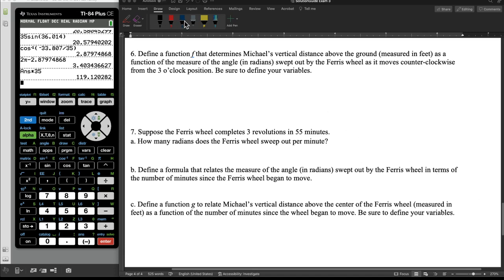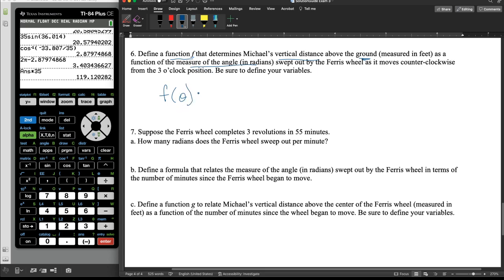For question number 6, again, let's go back to the beginning. So we need to, well, let's see what we need to do. We need to define a function. The vertical distance above the ground, again, reference to the ground. So vertical distance, that's going to be a sine function as a function of the measure of the angle in radians. Okay, so we're looking for some function in terms of the radian measure of the angle.